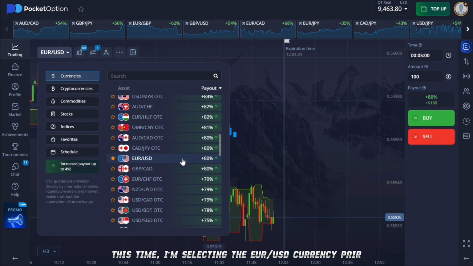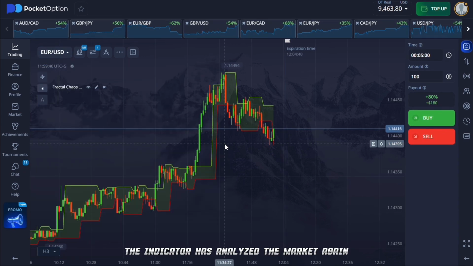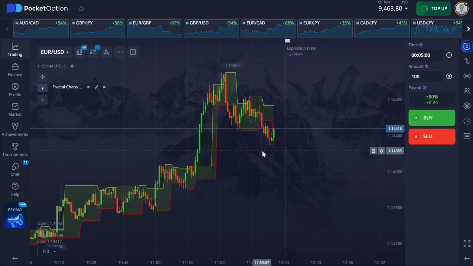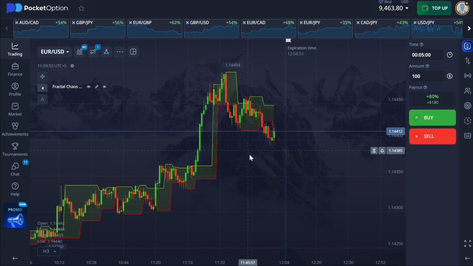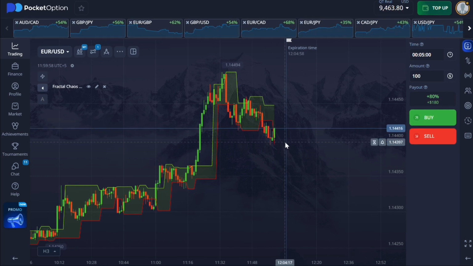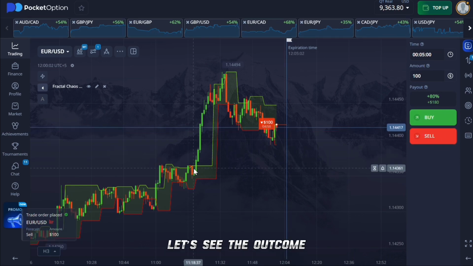This time I'm selecting the EUR USD currency pair. The indicator has analyzed the market again. It is showing a sell opportunity. I'm placing the sell trade now. Let's see the outcome.